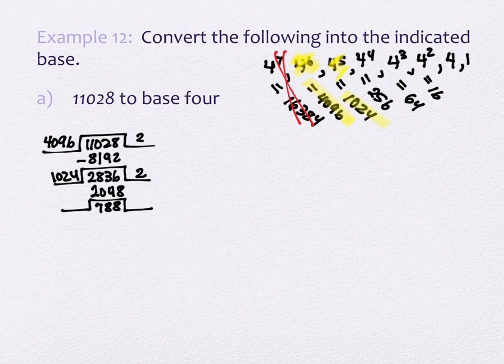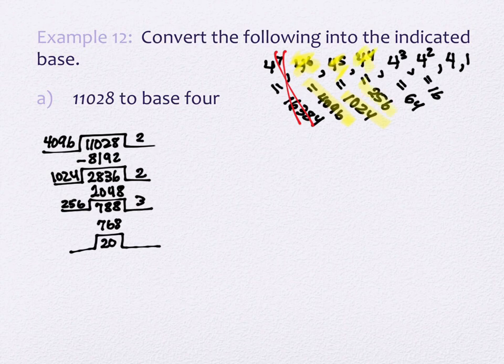And what will be the next thing I divide by? 256. So how many times will 256 go into 788? 3 times. We don't always get 2s. So what is 3 times 256? 768. So if I subtract that, I think I'm at 20. Is that right? Yeah. So I've done this one.